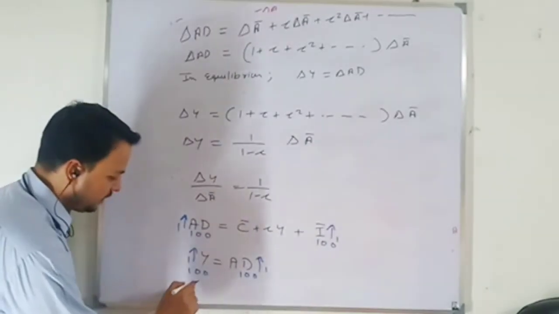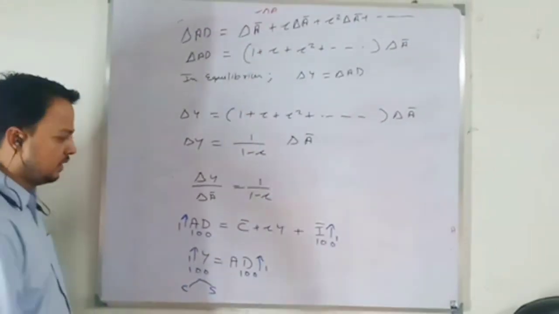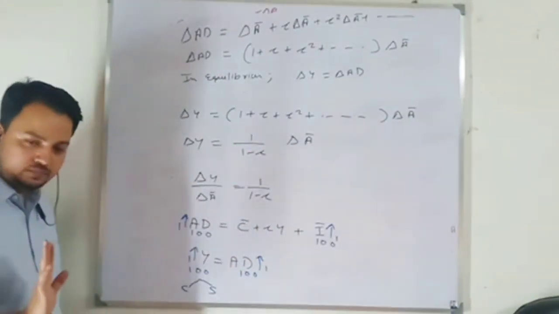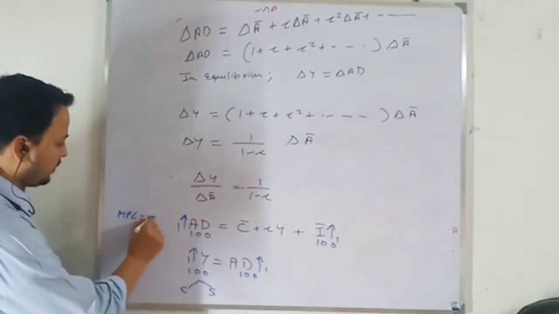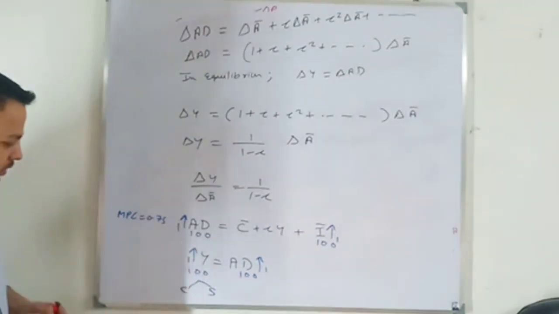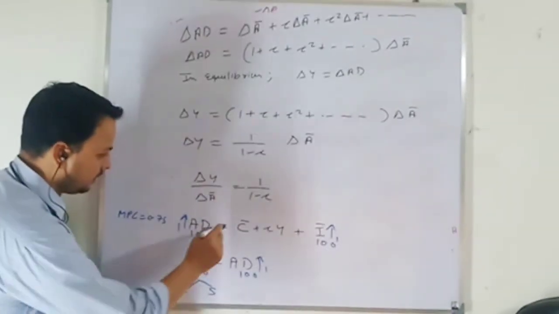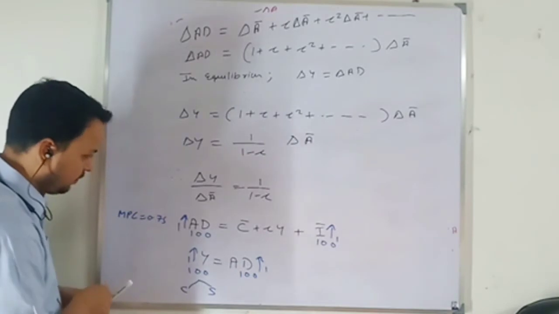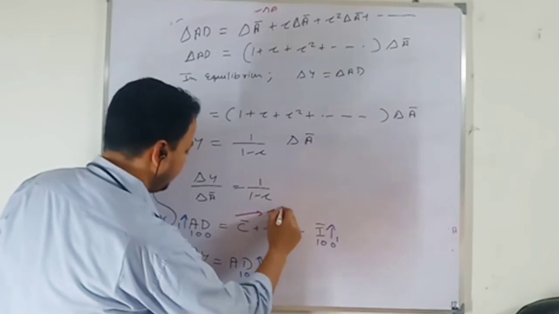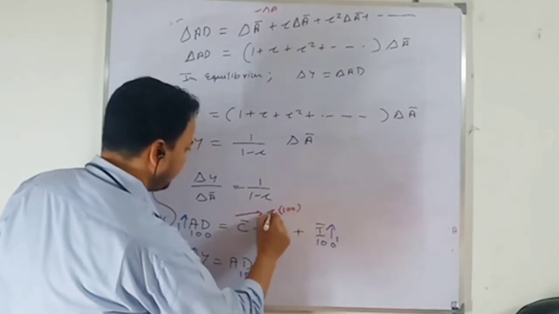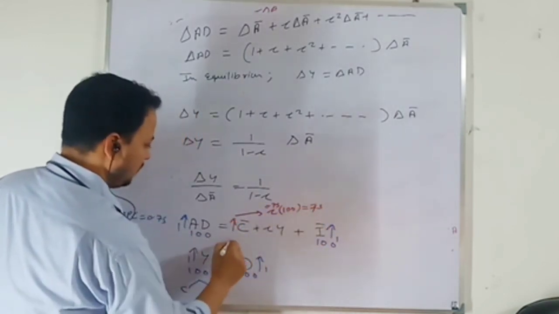When income increases, what will happen? Consumption and saving will also increase, right? Autonomous consumption will not increase, right? Only the induced consumption part will increase. MPC is 0.75, I assume; you can take any number. Consumption will increase by small c times change in income. Change in income is 100, and this is 0.75, so this is 75.